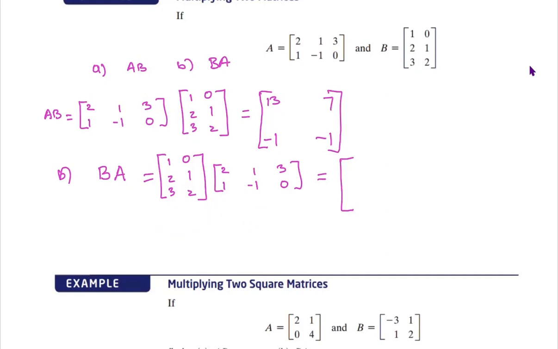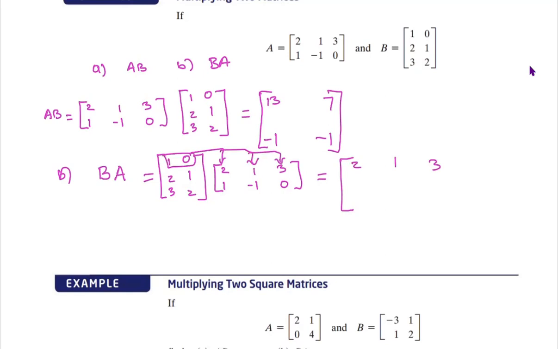Now let's go with the first row times the first column. So that's 1 times 2, 2, plus 0, so that's 2 for the first place. Now let's do it for the second column. That's plus 1, because we got plus 1 times plus 1, 1, and 0 times negative 1, 0. So that's 1. And then let's do the third column. That's 3, because you have 1 times 3, 3, and 0 times 0, 0.